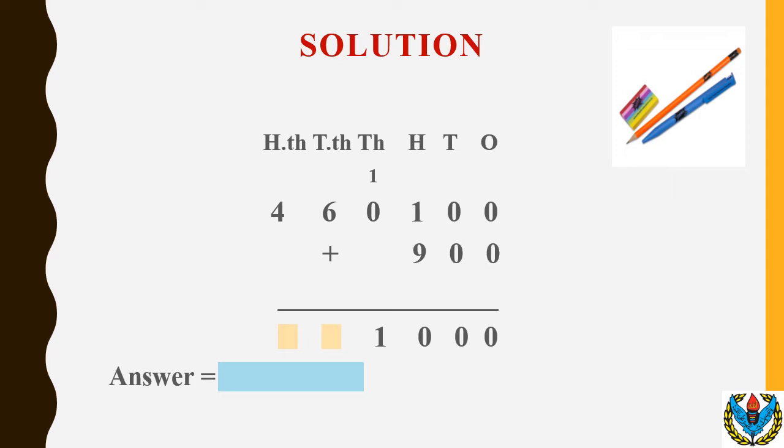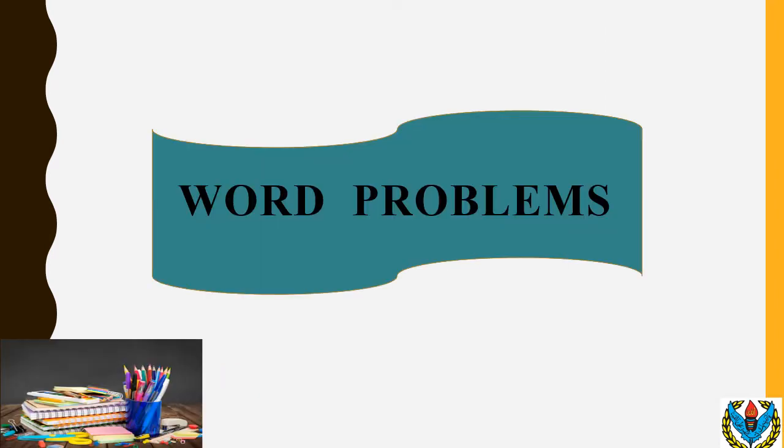Next, in the 10,000s place, there is only one number 6, and below 6 there is nothing. So where there is nothing, there is 0. So 6 plus 0 is equals to 6. Next, in the last 100,000s place, here the number is 4, and below 4 there is nothing, it means there is 0. So 4 plus 0 is equals to 4. So our answer is 461,000. Now we will do word problems related to topic of addition from your book, page number 10.